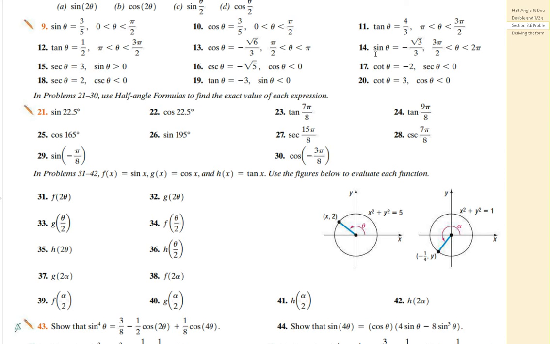So sine of theta is negative square root of 3 over 3, and theta is in the fourth quadrant. So they don't actually give you as much as they did in some of the other ones. That's okay. Let's see, sine of theta. This is going to be example G. I think so. No, example H. Example H.